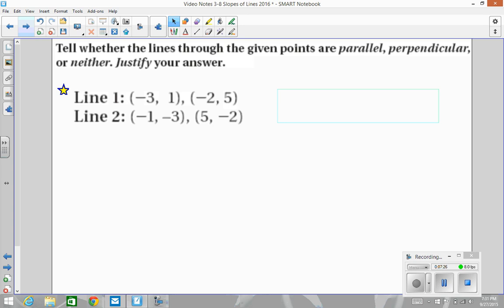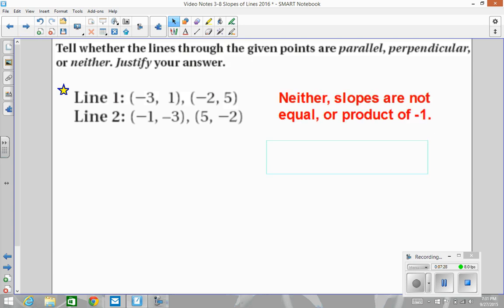Okay, so now that you have the work done there, let's check those. And the answer for this one is neither. The slopes are not equal, and their product is not equal to -1. Okay. If you have problems with those, make sure you have your work there. You can ask questions when you get to class.